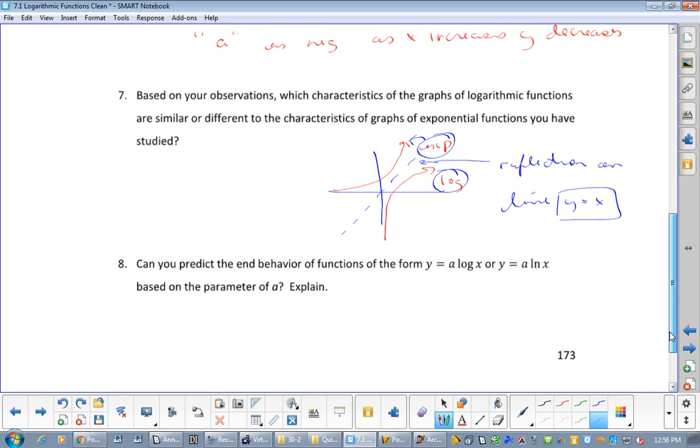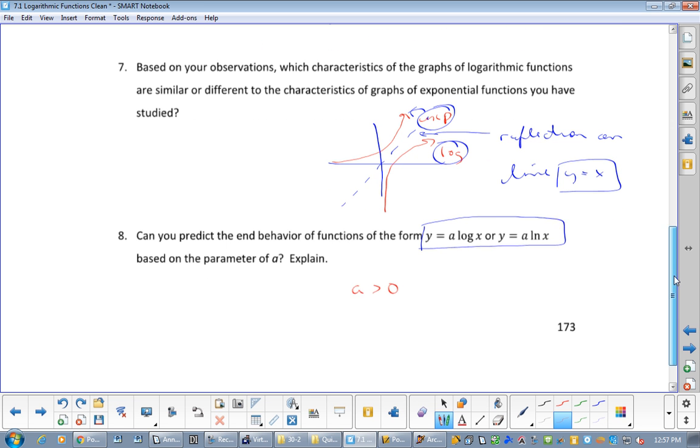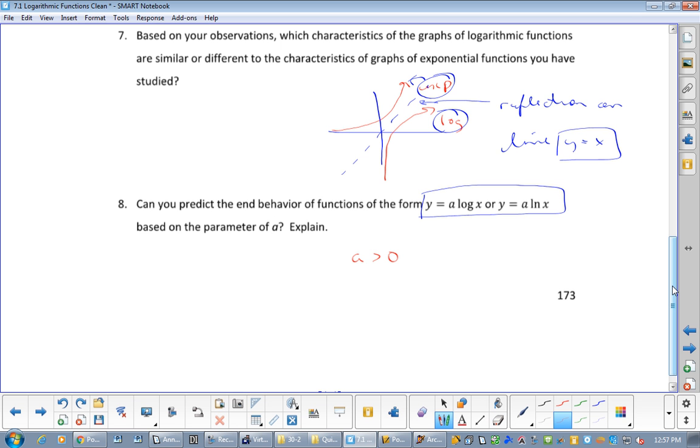So this may be something that they will give us. y equals log x, or y equals a ln x. What if a is greater than 0? What's the one word in math that means that? A is positive. Okay? What is the end behavior if a is positive? 4 to 1. If a is less than 0, negative, it would be? Okay. They will need you to know that on the diploma.